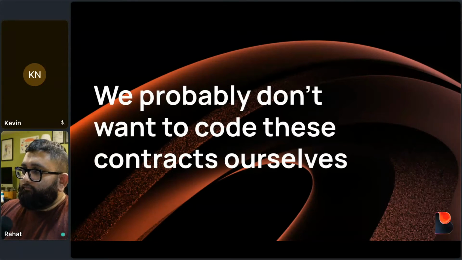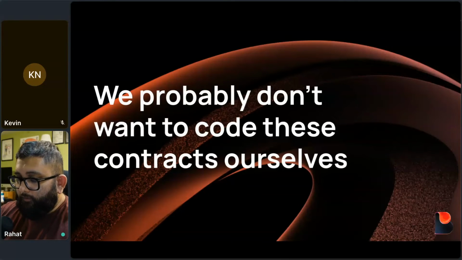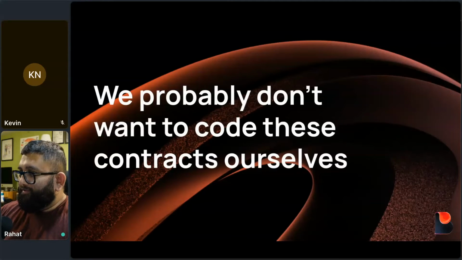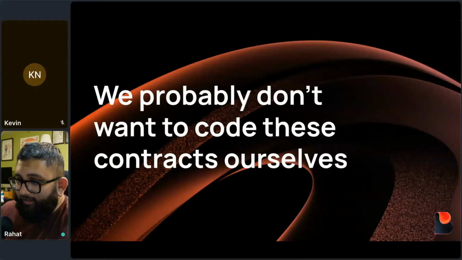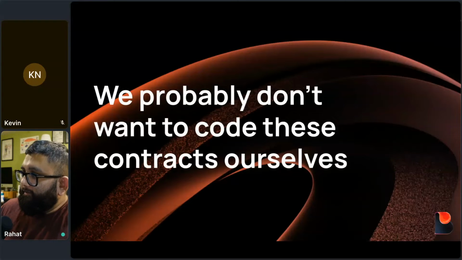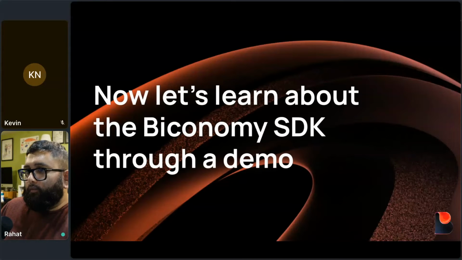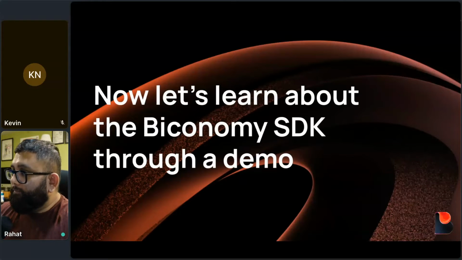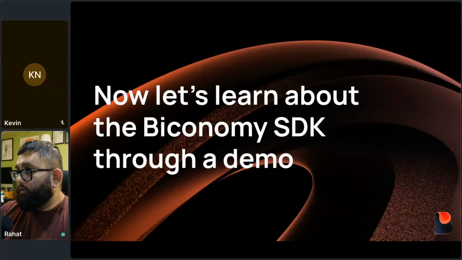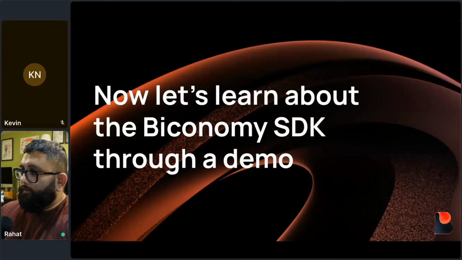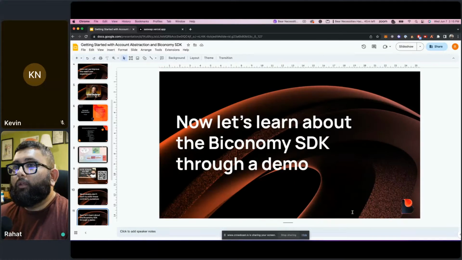So I went through some of the different smart contracts and services that power it. You probably don't want to code all of those things yourself. Having some of that extracted away is probably a good idea, especially when you're a DApp developer and you want to just get started building dApps. So today we're going to be learning specifically about the Biconomy SDK and how it can help you do a lot of these things. We're going to start things off with a demo. I'm going to do the demo, then we'll dive into the code.